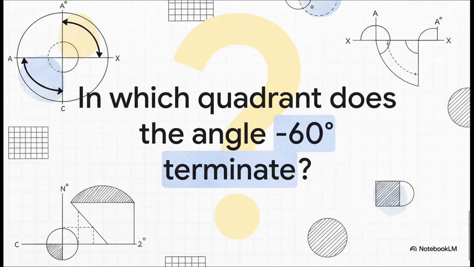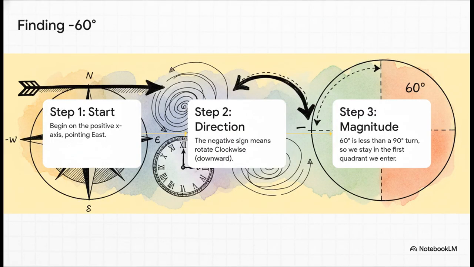So let's start with a nice, simple one. We've got an angle of -60 degrees. The question is, where does it stop? Which quadrant does its terminal side land in? Okay, let's just walk through the logic here. Step 1, we always start on the positive x-axis, pointing right. Step 2, we see that negative sign. That's our command. It means rotate clockwise, so we're heading down.